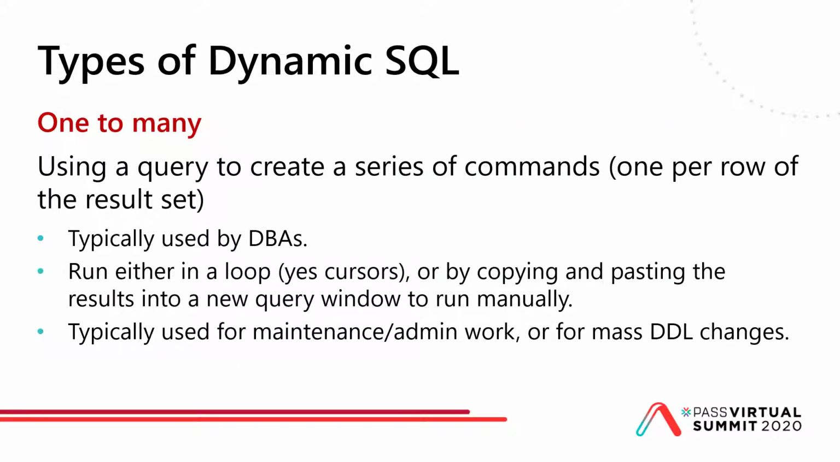There are a couple of different types of Dynamic SQL, at least as far as I'm concerned. And I break them down as one-to-many and many-to-one. One-to-many is where you use a single query to create a bunch of commands. For example, you're modifying a property on all of the databases on your instance. This is mostly going to be done by DBAs, by administrators. The commands are either going to be copied out and pasted into a new window or possibly run through some type of a loop. Yes, cursors. It's typically done for maintenance, admin work, that kind of thing.